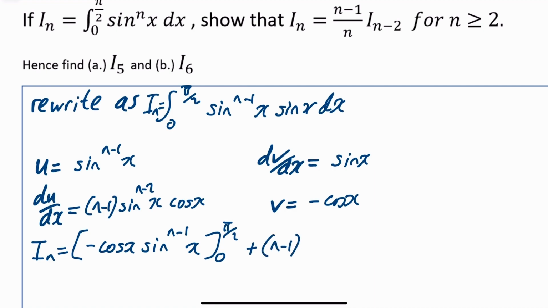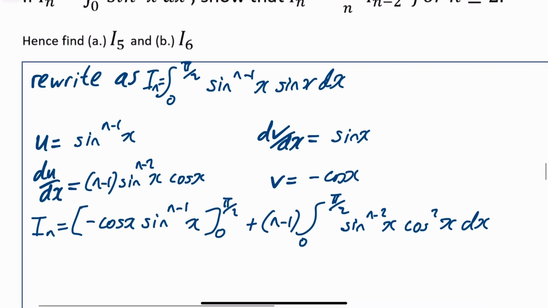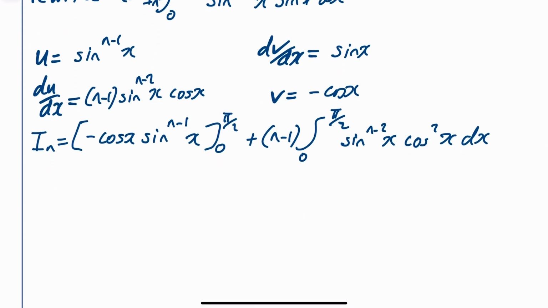We'll also pull out the n minus 1. Then that's integral from 0 to pi over 2. This is my v du, so that's going to be sine of n minus 2 of x times cos x, so that's cos squared of x. You can probably see where we're going with this. And then fire your limits in for the next bit. This will save you a ton of time.